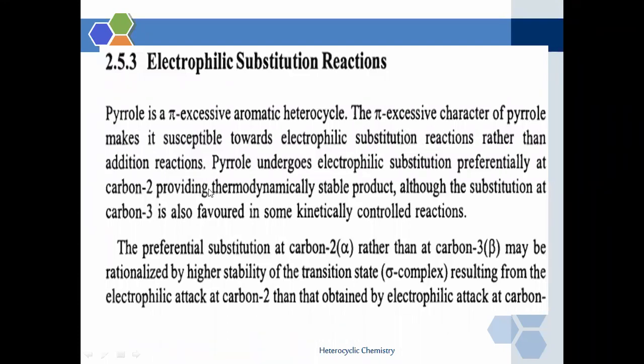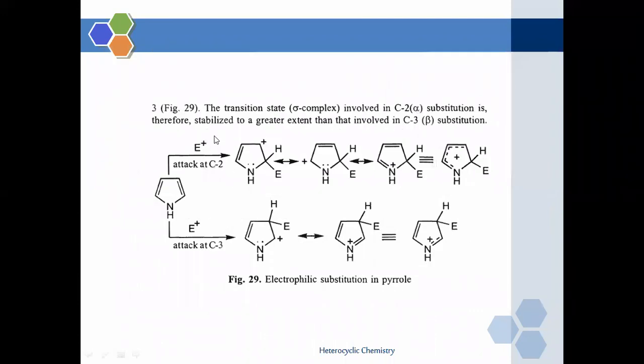Now pyrrole undergoes electrophilic substitution reaction preferably at the second position. The carbon atom which is neighboring to the nitrogen atom, that second position, is more susceptible towards the electrophilic substitution reaction. But if this position is already occupied by another substituent, then and only then the substitution will happen at the third position, that is carbon number 3. But basically the electrophilic substitution attacks the carbon number second position.